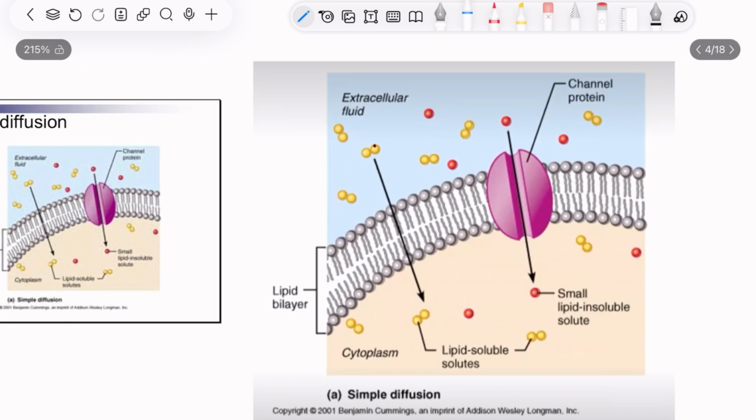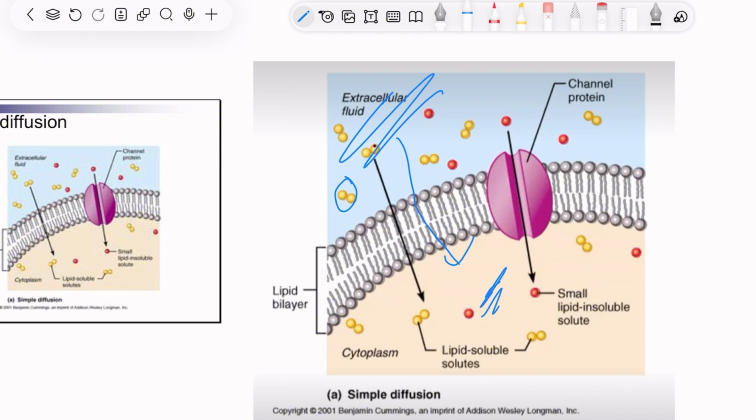So the key point we have to know about simple diffusion is that molecules move from areas of higher concentration to areas of lower concentration, down the concentration gradient. So as you can see, look at these yellow dots, or the lipid soluble solutes. They're moving from an area of higher concentration to areas of lower concentration, and that's because they're trying to reach equilibrium. And you can say the same with the red dots. There are more red dots in the extracellular fluid, so they're trying to go to the cytoplasm to equilibrate.